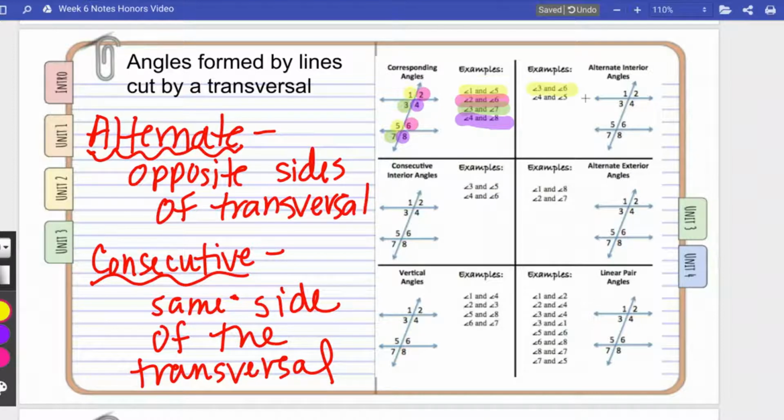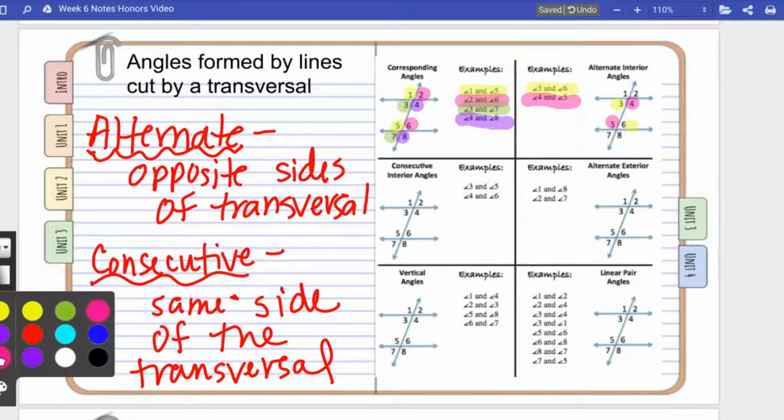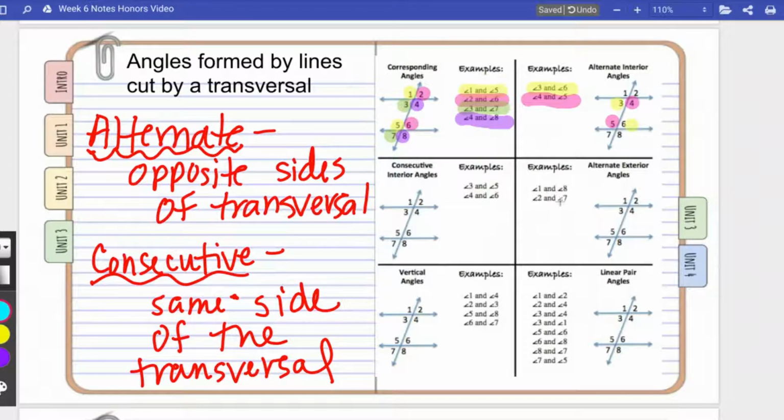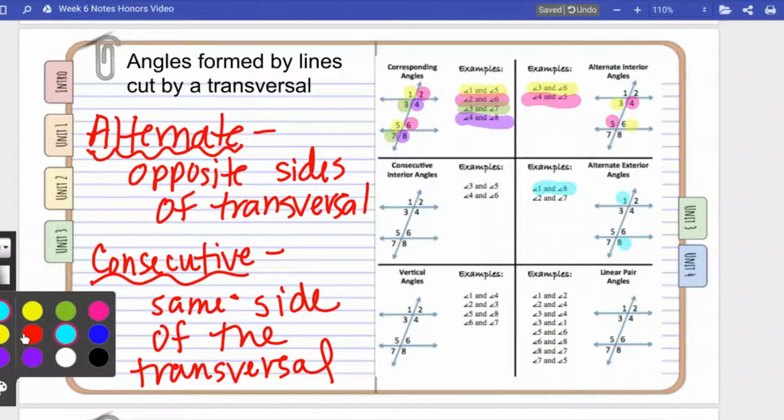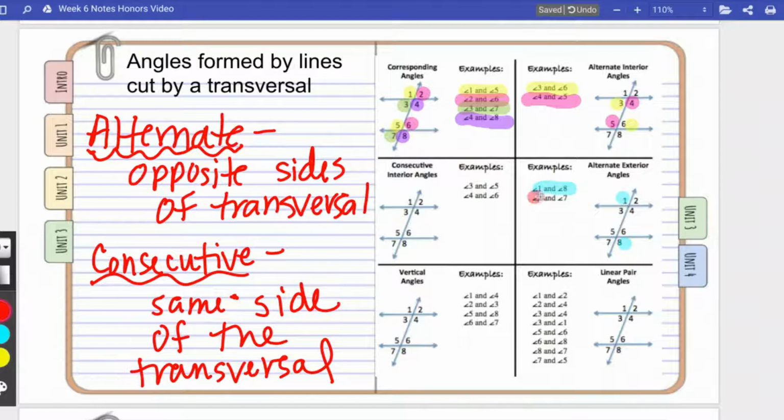Alternate interior angles have to alternate the transversal line, but they have to be in between your two other lines. So 3 and 6 would be a good example, or 4 and 5. Alternate exterior angles are like 1 and 8. They have to alternate the transversal, but they're outside of your two other lines. Or 2 and 7 are both outside, they're exterior, and they alternate the transversal.